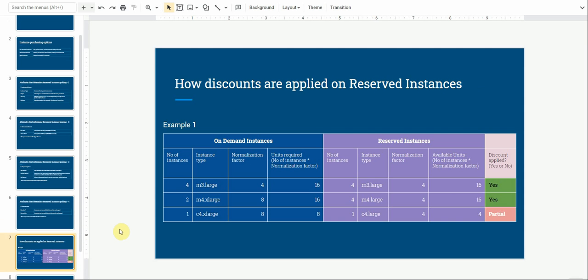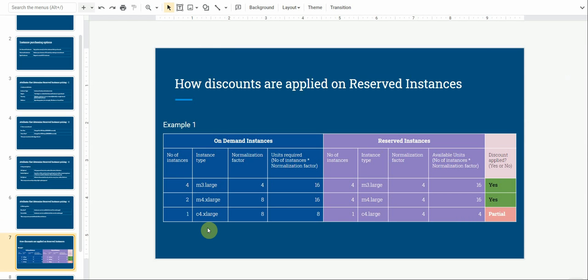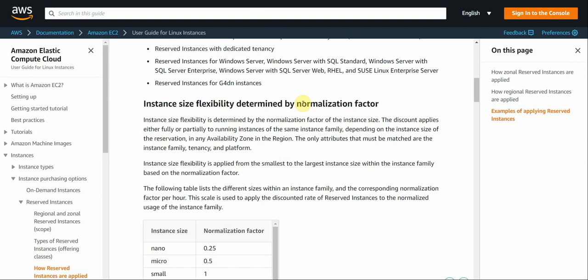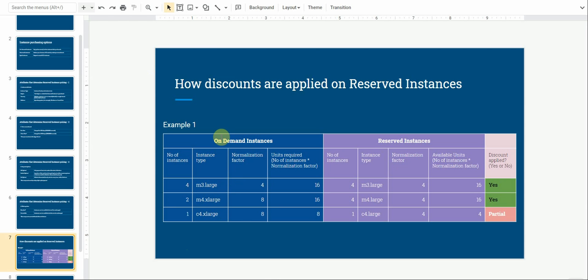Now let's get into the calculations. Let's get into the discounts, how discounts are calculated for reserve instances. Before getting into the discounts, there is one term, which is normalization factor, used by AWS. Instance size flexibility is determined by the normalization factor. Based on the instance size, normalization factor is considered. So for example, if instance size is X large, irrespective of instance family, normalization factor will be considered as 8.